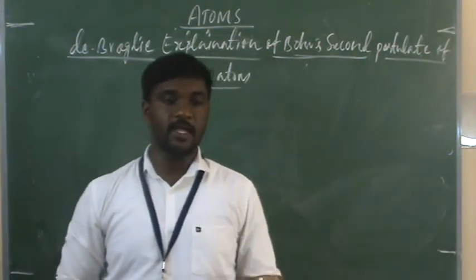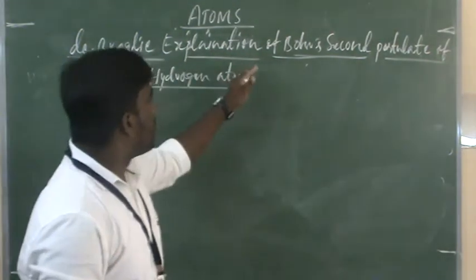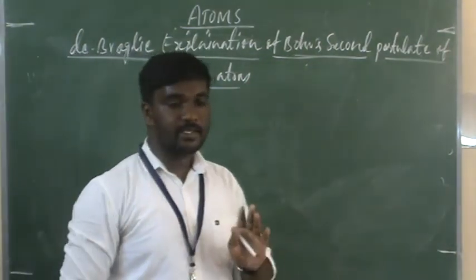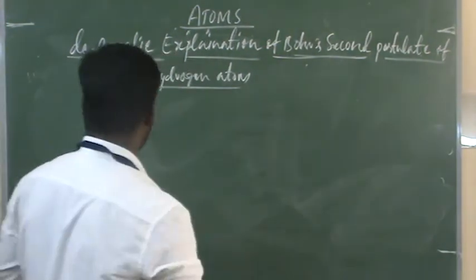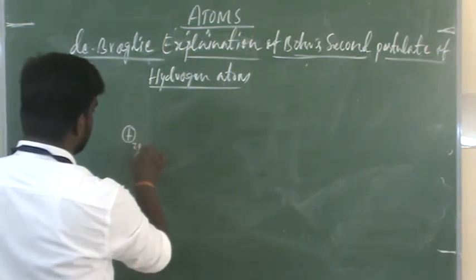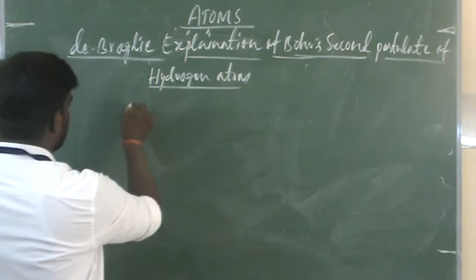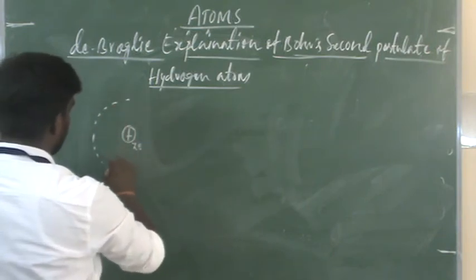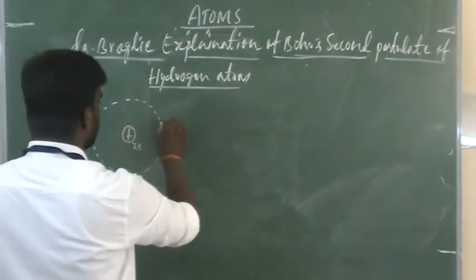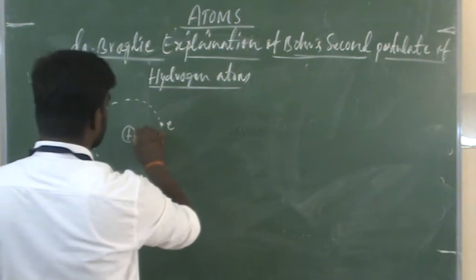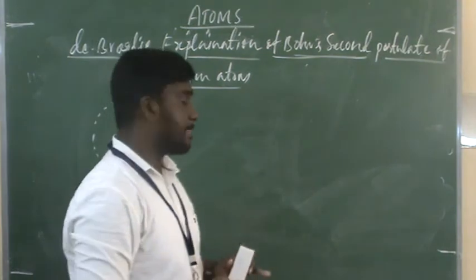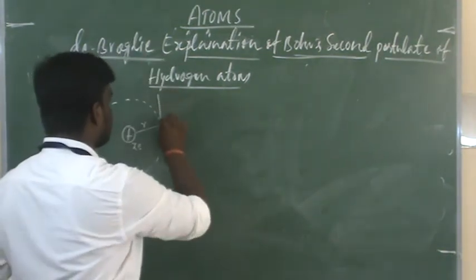So now, the de Broglie explanation of Bohr's second postulate of the hydrogen atom. What is Bohr's second postulate? This is the positive nucleus, Ze. The electron is revolving around the nucleus in an orbit of radius r, with velocity v.